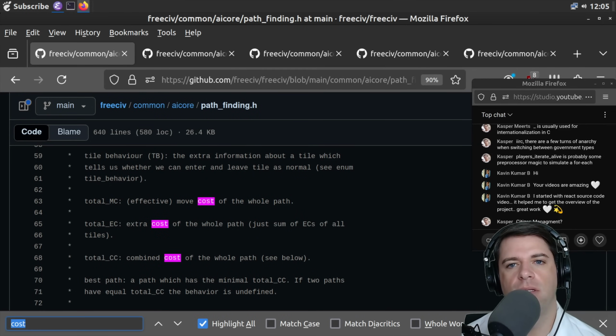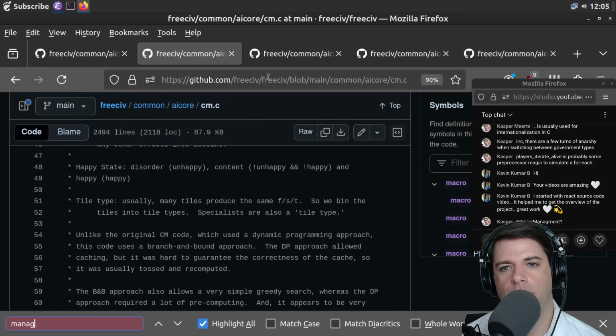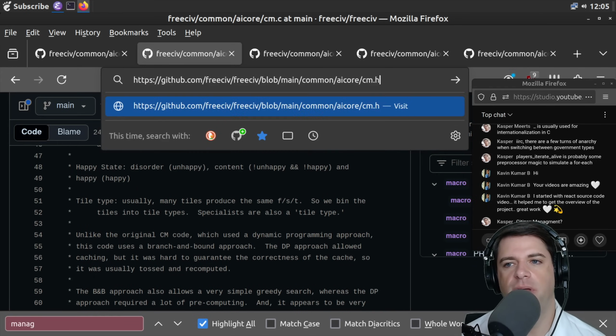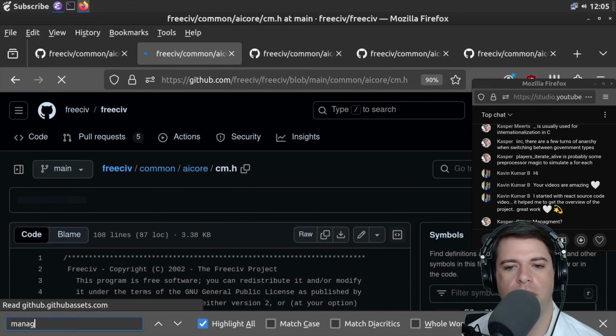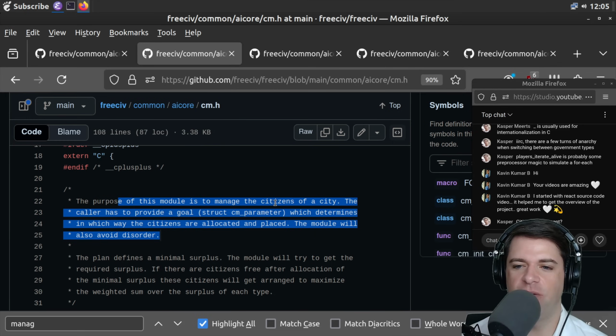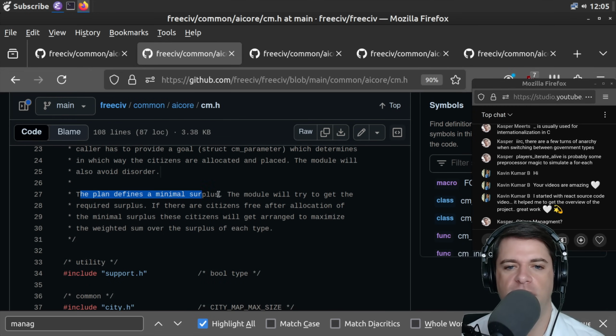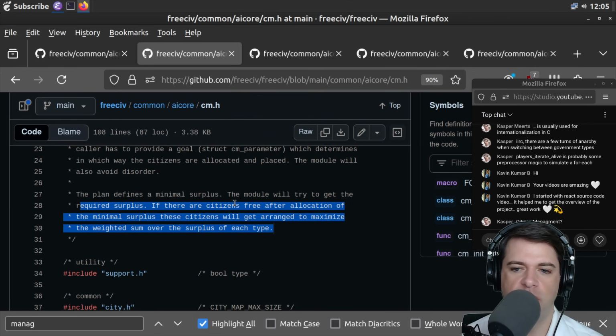Let's see if we can find the word management anywhere. It seems to be something about placing stuff within cities. The purpose of this module is to manage the citizens of a city. The caller has to provide a goal, struct CM parameter, which determines in which way the citizens are allocated and placed. The model will also avoid disorder. The plan defines a minimal surplus. The module will try to get the required surplus. If there are citizens free after allocation of the minimal surplus, these citizens will get arranged to maximize the weighted sum of the surplus of each type.